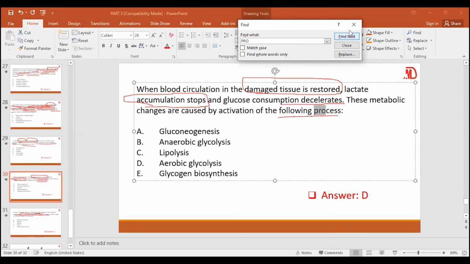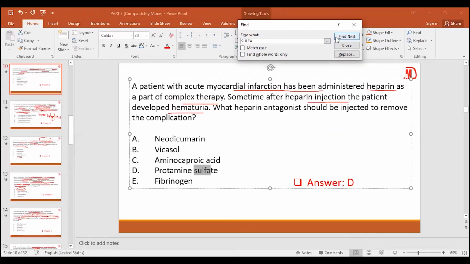Oh, why am I having my typing safe? Can you guys see it on the screen? You can see, right? Yeah.